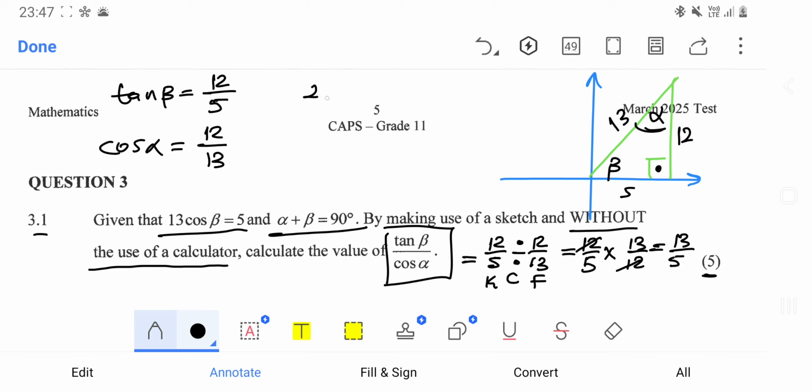Or you can write it as 2 and 3 divided by 5, which is the same thing. It's the same as 13 divided by 5, because 5 times 2 is 10, plus 3 is 13, divided by 5. And then we get 5 marks.